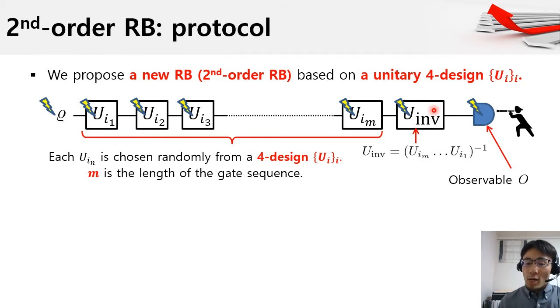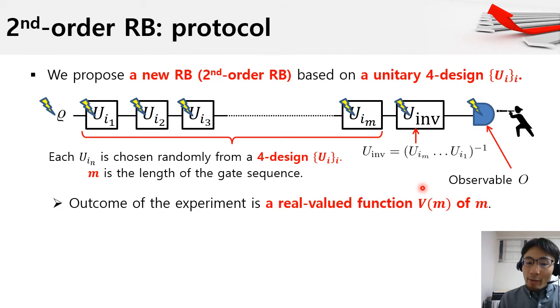After the application of this gate sequence, we apply an inverse operation. If there's no noise, they cancel each other, so nothing happens. But if they are noisy, then they don't cancel exactly. So from this difference, we can get some information about the noise. This is the basic idea of RB protocols. And finally, we perform some measurement of the observable, and we also do some post-processing. The post-processing part is also different from a standard RB, but I'm not going to explain it.